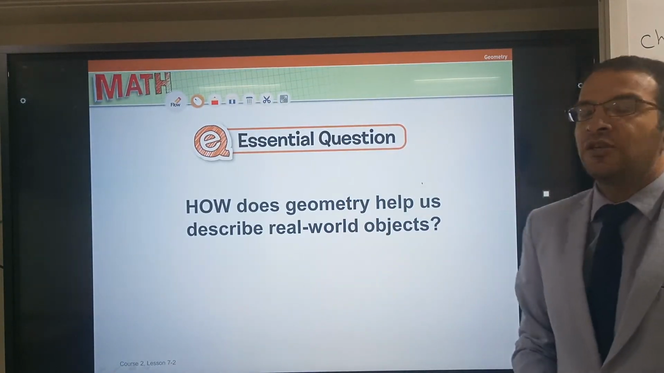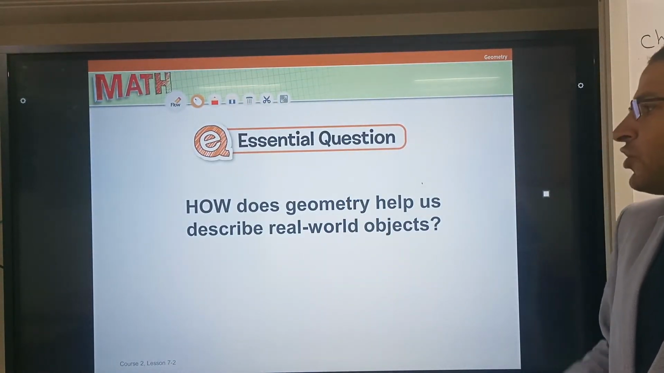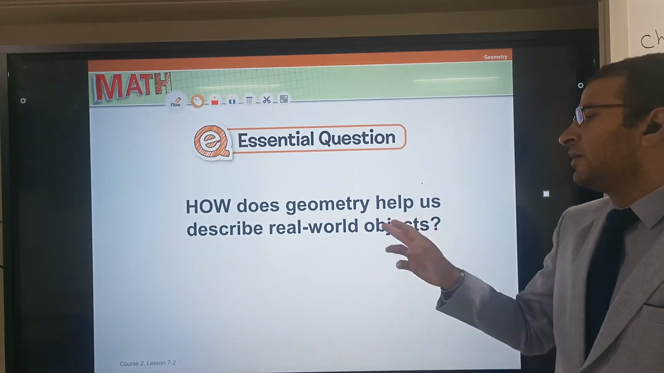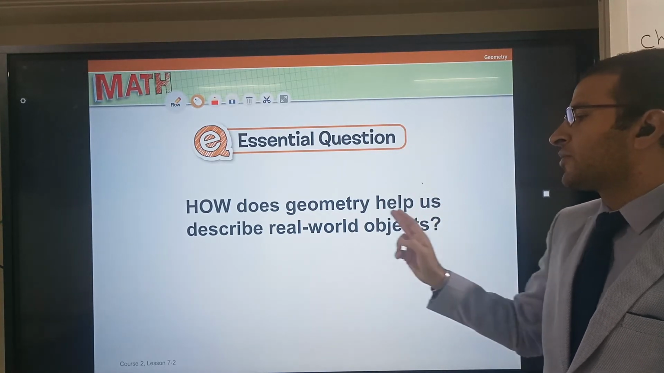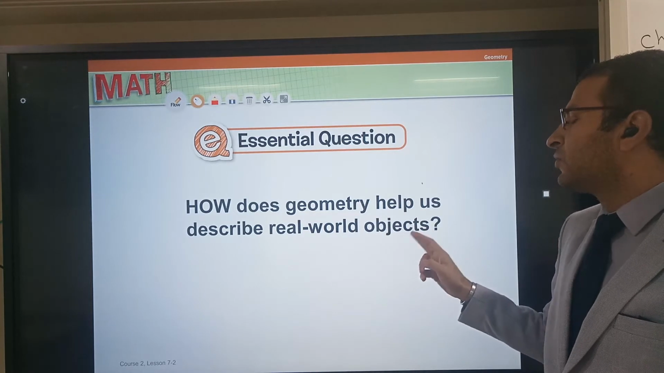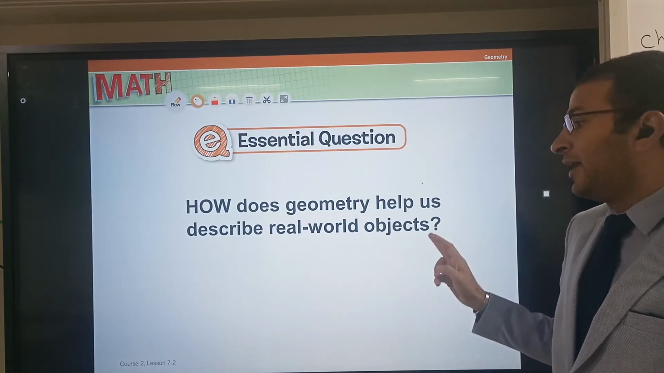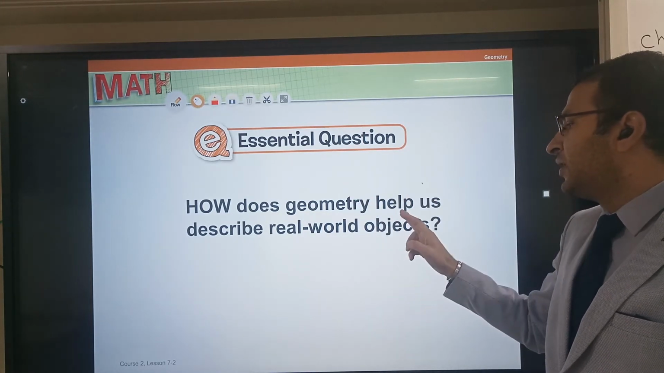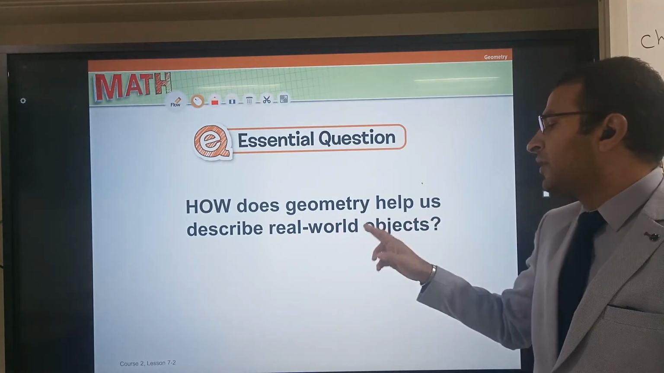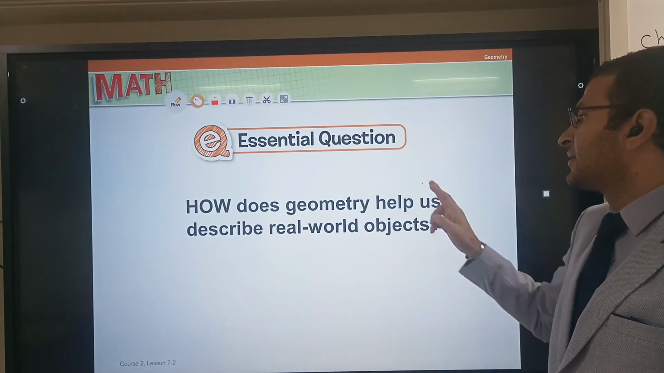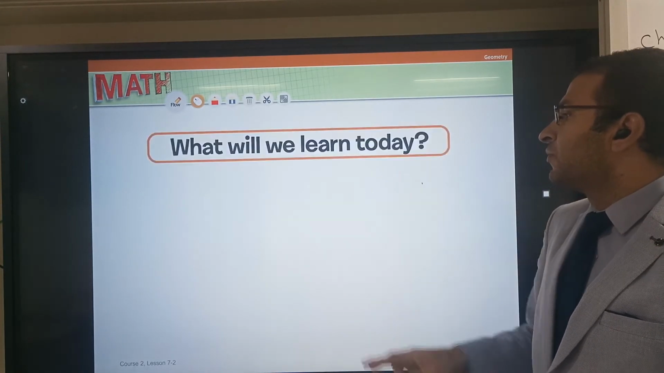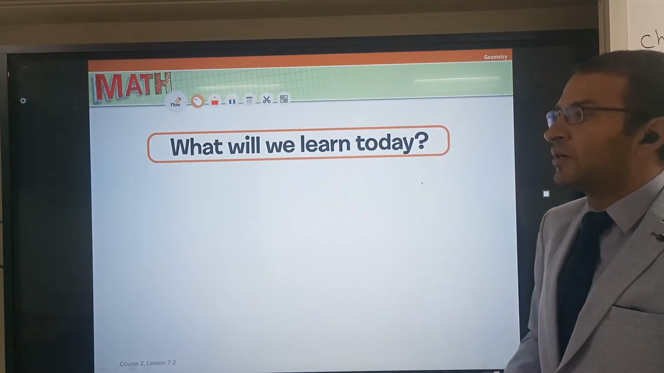What is the essential question? The essential question here is: how does geometry help us to describe real world objects? Again, how does geometry help us to describe real world objects? After that, we will go to what we need to learn today.